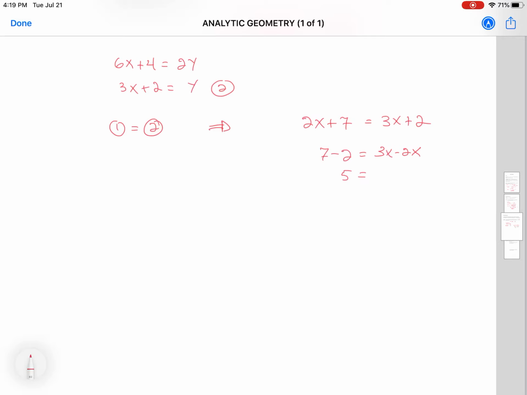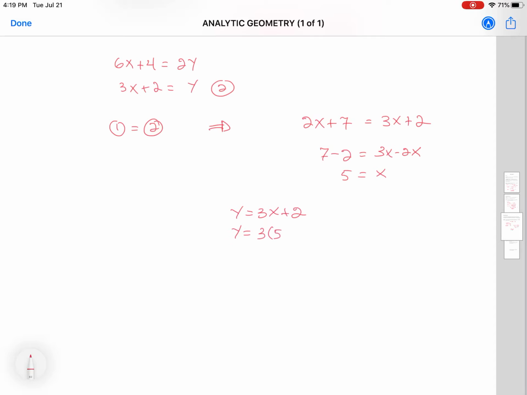What is that equal to? 7 minus 2 is equal to 3x minus 2x. So 5 is equal to x. We have the x point of intersection. How shall we find the y point? We will replace in either equation.